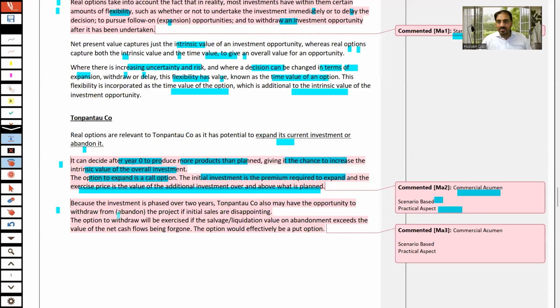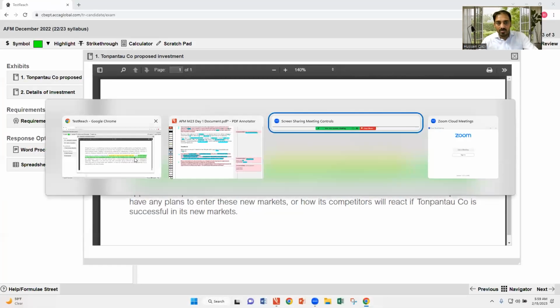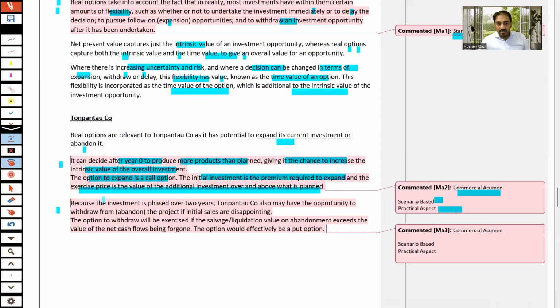Another application with respect to the case is the option to withdraw. Here, because the investment is phased over 2 years, Tonpantau also may have the opportunity to withdraw if initial sales are disappointing. So this is the connection to the case. The option to withdraw will be exercised if the liquidation or abandonment value exceeds the value of the net cash flow being foregone. That's a put option.